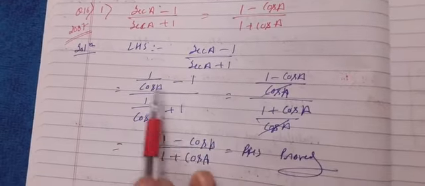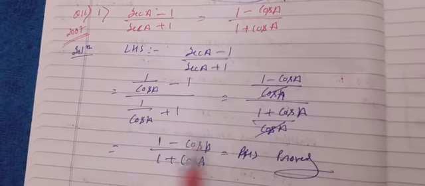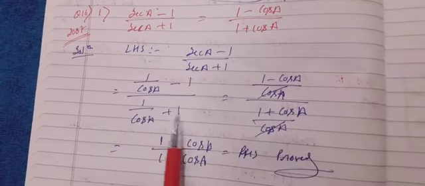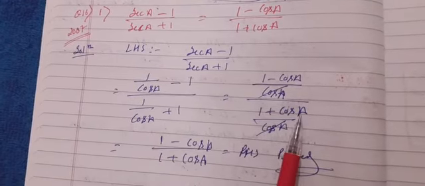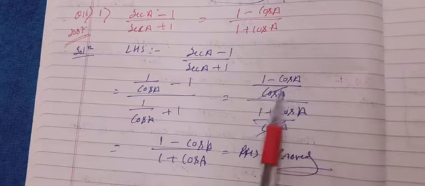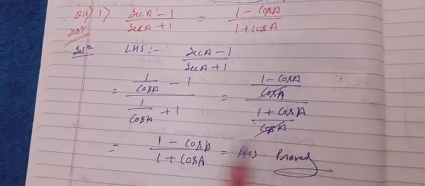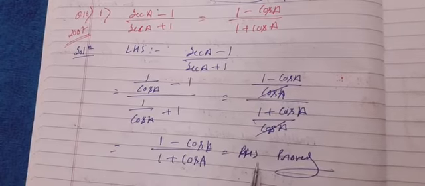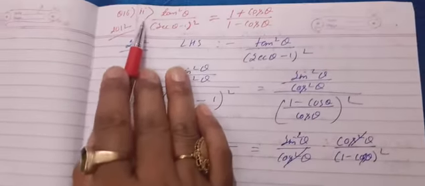Then I have taken LCM cos A, and then 1 minus cos A, and here also for these two numbers we have taken cos A as LCM, then 1 plus cos A in numerator. Then this cos A is cancelled. Then what is the remaining thing? 1 minus cos A upon 1 plus cos A, and that is our RHS. So it is proved.